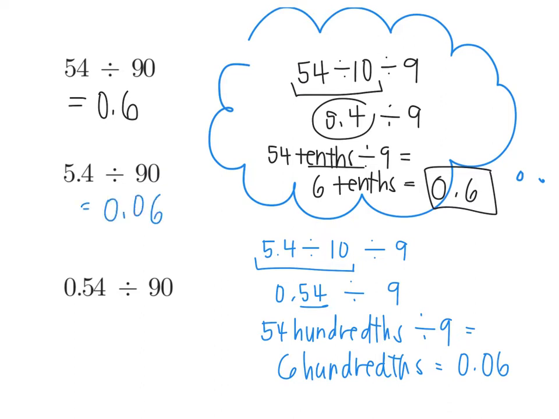Let's follow the same pattern for this last problem. 0.54 divided by 90 is the same as 0.54 divided by first 10, then divided by 9. Yeah?